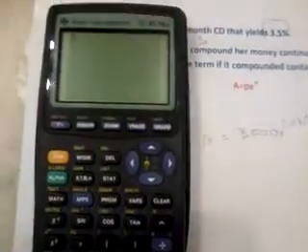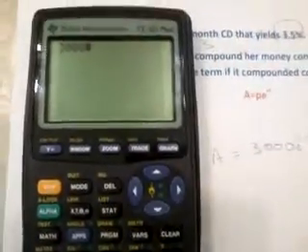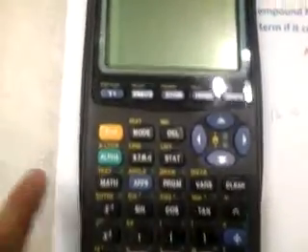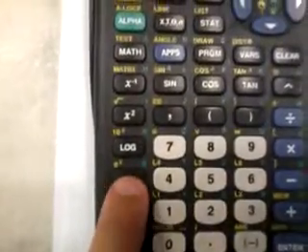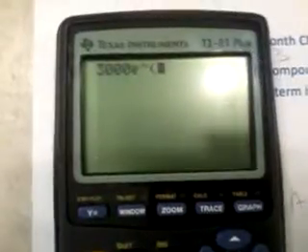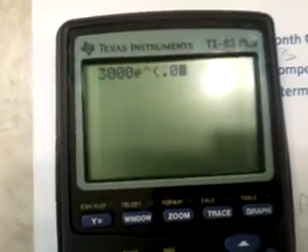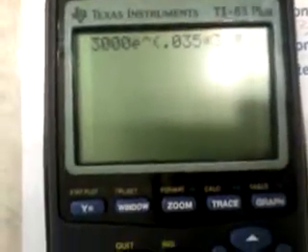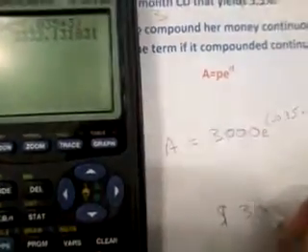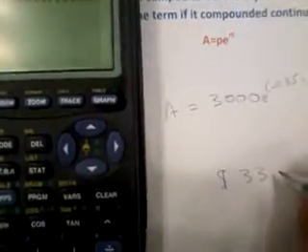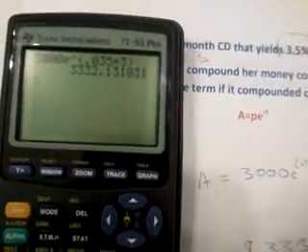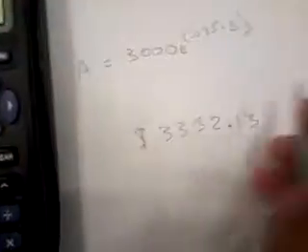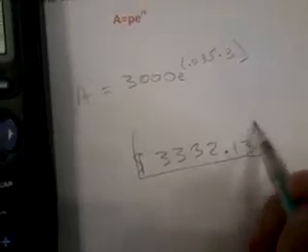So it's going to be 3,000. And then to find our e button, we're going to press second, and then on top of the LN button, it's e. So it's e to the 0.035 times 3 power. And we get 3,332.13. And that is our answer.